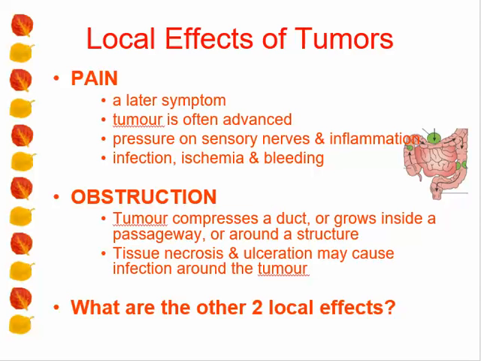There's local effects of tumors. So when the tumor is in situ and taking up space, it's going to cause pain. By the time the tumor gets big enough, it's going to be putting pressure on nerve endings. It's going to be causing inflammation. It might cause ischemia, could cause bleeding. So ischemia is that it takes up so much space that it actually cuts off the blood supply to the surrounding tissues. And that's a painful thing.